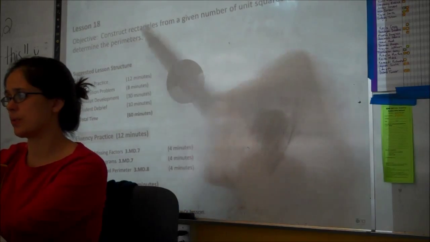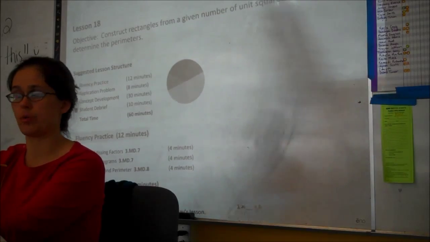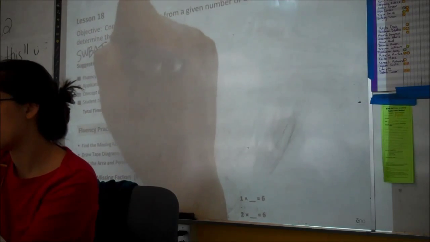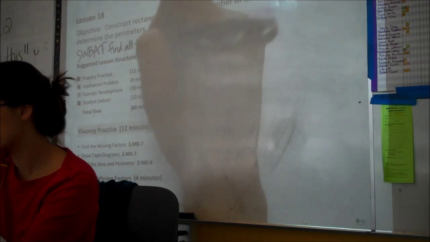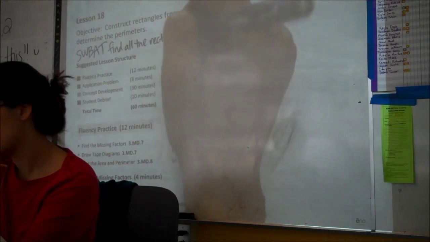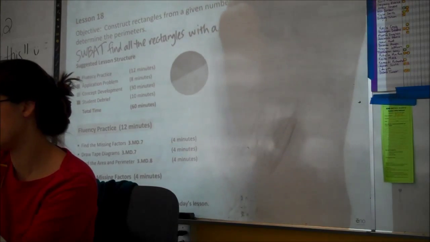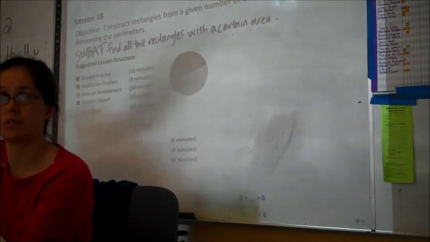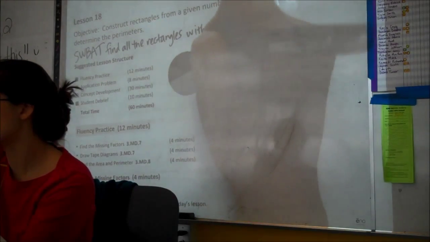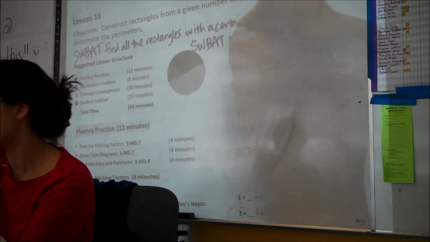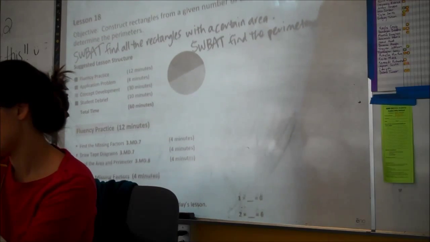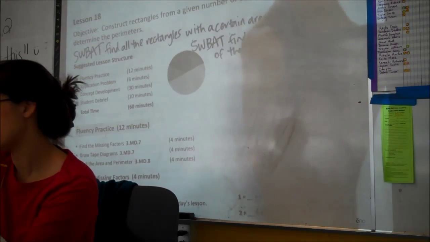The objective is to construct rectangles from a given number of unit squares and determine the perimeters. But I'm going to change it to: students will be able to find all the rectangles with a certain area. That's the first objective. Second objective, students will be able to find the perimeters of their rectangles.